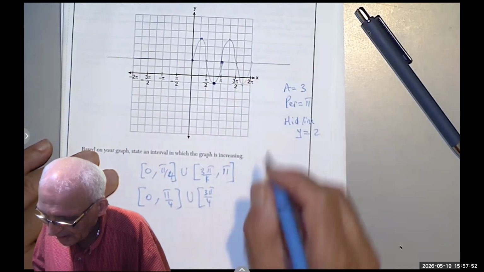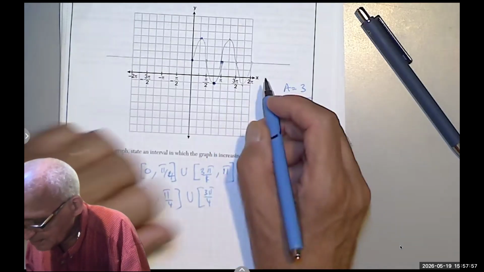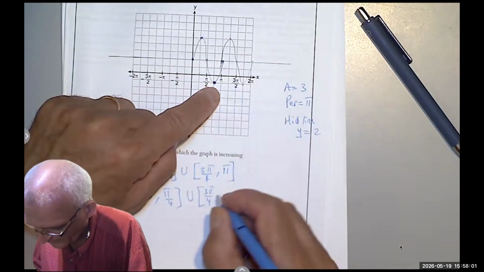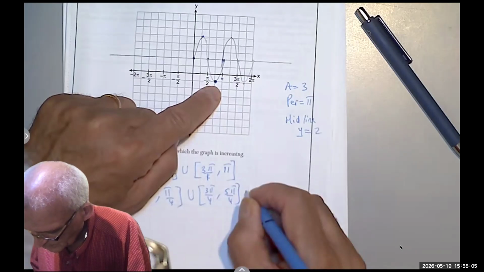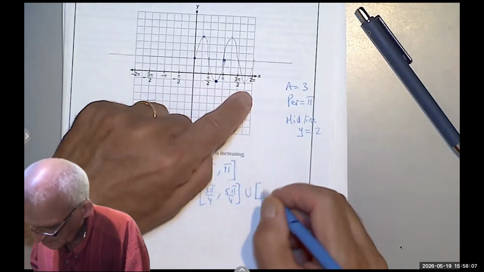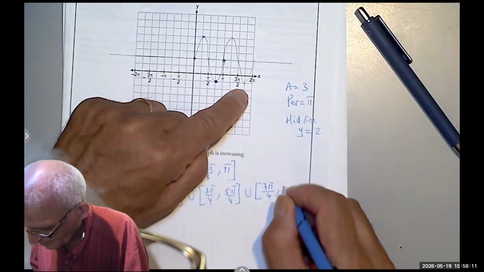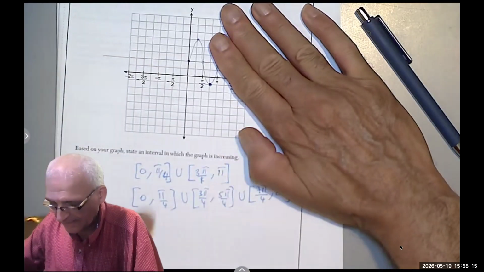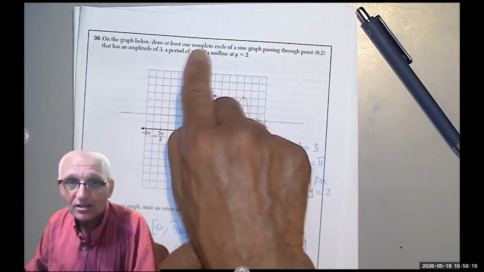to 4 pi over 4, to 5 pi over 4 union 7 pi over 4 to 2 pi. If I draw only one cycle, I would use the top. If I draw 2, because they told you draw at least one complete cycle.